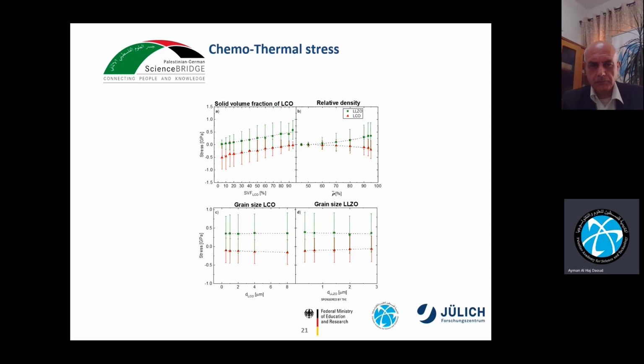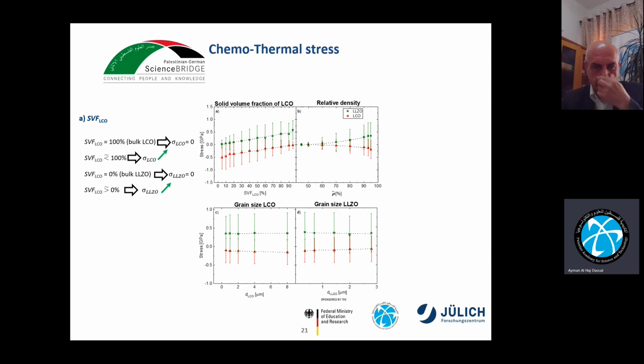For the chemo-thermal stress, which is the summation, let's understand what's happening here. When we have, for example, full lithium cobalt oxide in the system, which means that we have zero LLZO, then we have bulk LCO, and LCO will expand freely without any constraints in the system. That means the stress on LCO will be zero. But when we start to decrease the solid volume fraction of LCO, that means we have a presence of LLZO in the system. Once we have this presence, that means we have a resistivity. When we have this resistivity, we start to have a stress on LCO. And that's why we have a stress on LCO once we start to decrease the solid volume fraction of LCO.